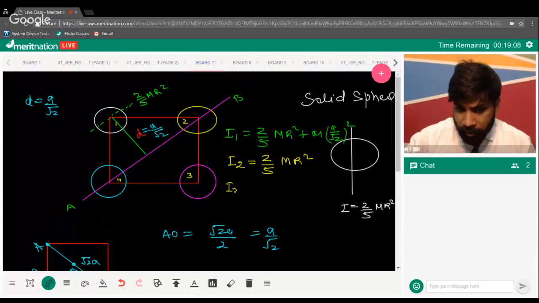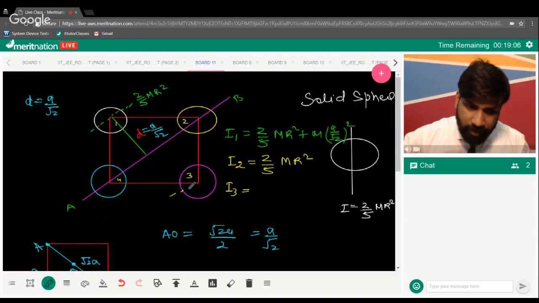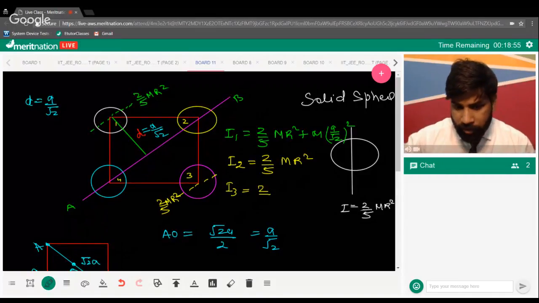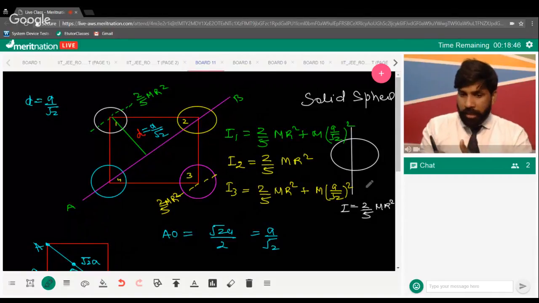For the third sphere, see here, this is the axis. We know that the moment of inertia about this axis of a solid sphere is what? 2 by 5 mr square, and the perpendicular distance between them is d. So simply use here 2 by 5 mr square plus m, and d is what? A by root 2 whole square. This is the moment of inertia. Exactly. So the moment of inertia of the third sphere about this pink color axis is 2 by 5 mr square plus m into a by root 2 whole square.